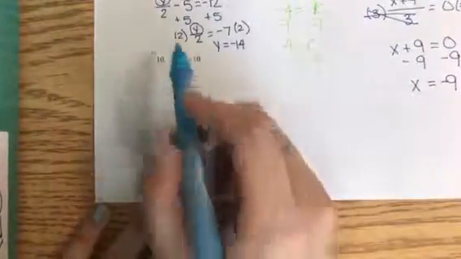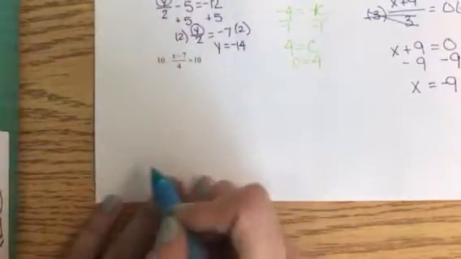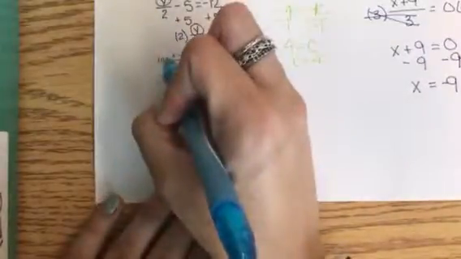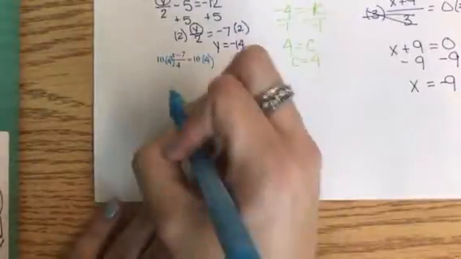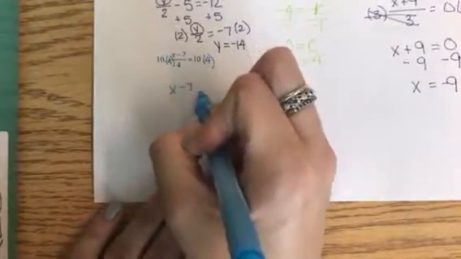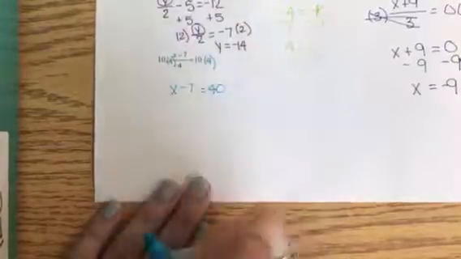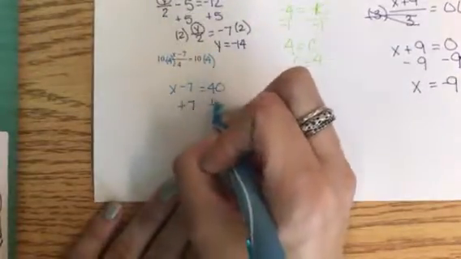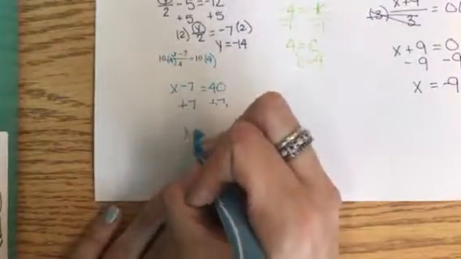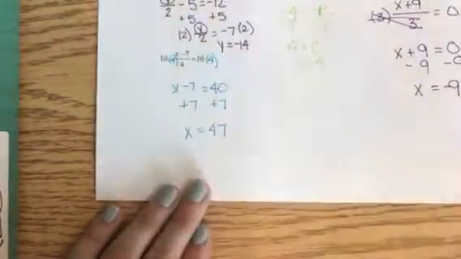Okay, then last one here, right? Again, we have a large fraction, so we're going to move the denominator. We'll undo dividing by 4 by multiplying by 4. And then we will undo subtracting 7 by adding 7. So we get x equals 47.